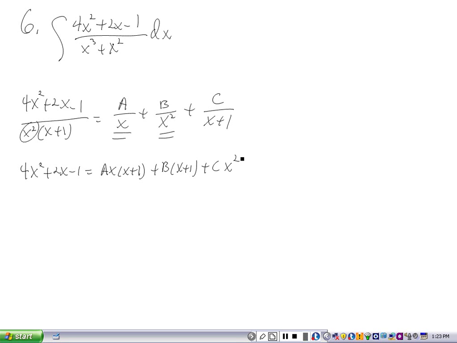Well, let x equal 0, and that'll help us get rid of the a and the c terms. Plug in a 0 and it cancels out the a and the c, so we can solve for b. So if x is 0, wherever you see x, I get negative 1 on the left side equal to b times 0 plus 1, and so b is equal to negative 1.